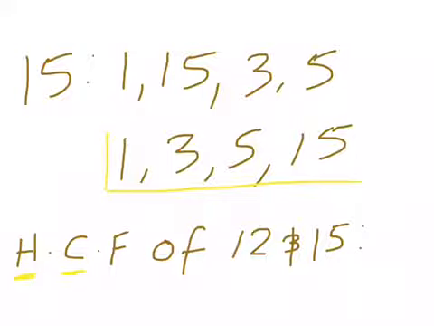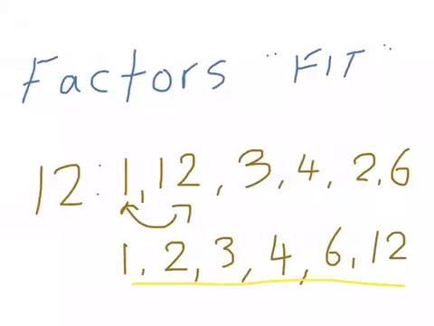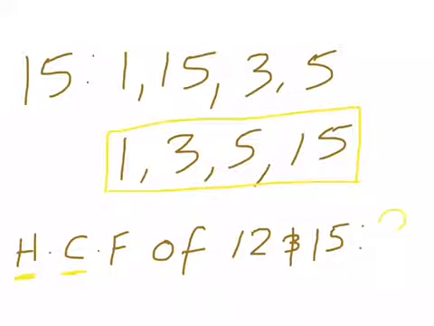So here I have 1, 3, 5 and 15. Let's see which of those numbers appear in the list over here. So 1 is there, 3 is there, no 5 and no 15. So out of the 2 that I have ticked, the highest one is 3. So the highest common factor of 12 and 15 would be 3.